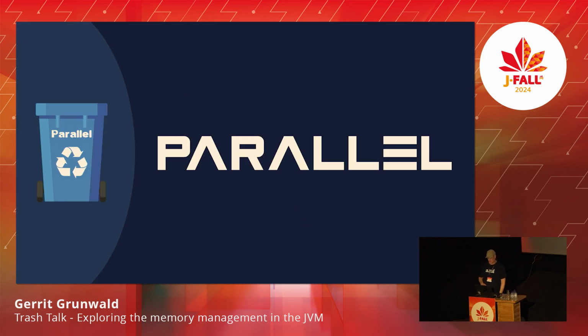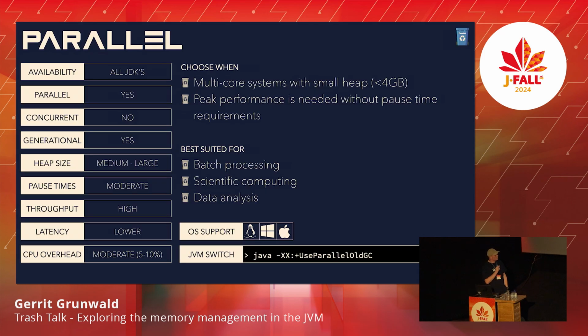Leads me to parallel, which is also called the throughput collector. Pretty much the same idea as the serial one. The difference here is that instead of using one thread for garbage collection, it uses mainly all available threads. And that means it's way faster. And throughput is defined by the time you spend in the application versus the time you spend in the garbage collection. If you use all available threads for garbage collection, it means the throughput is quite high, right?